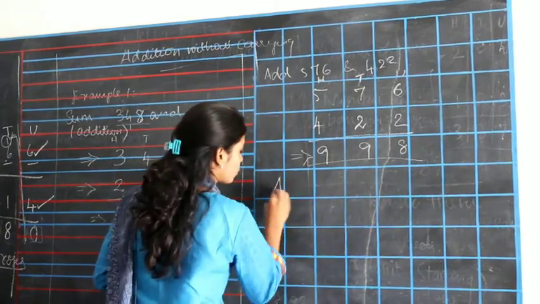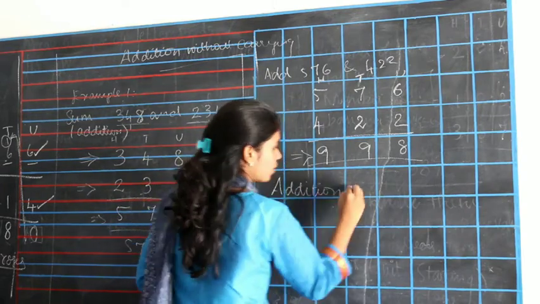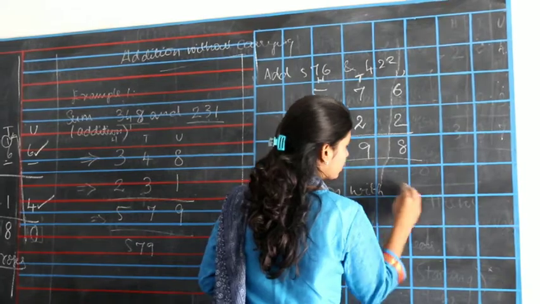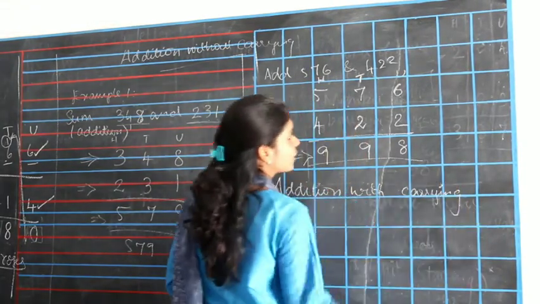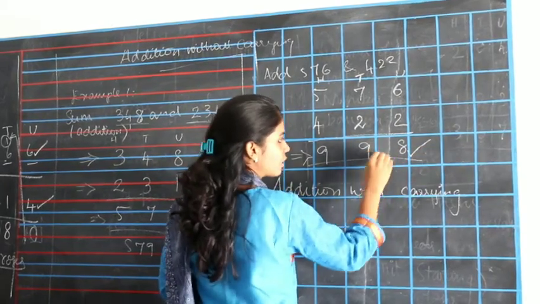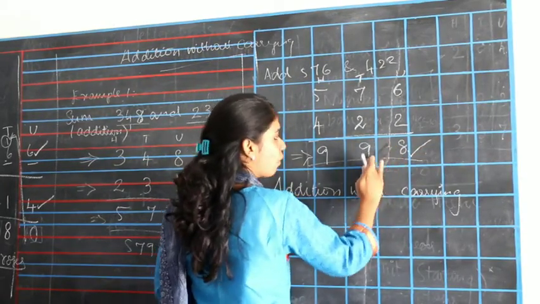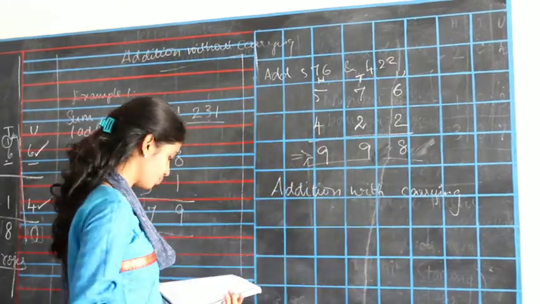Now we are moving to addition with carrying. In the unit place maybe we will be having tens, or in the tens place we will be having 100. How we will solve the problem, that's what we are going to see now.